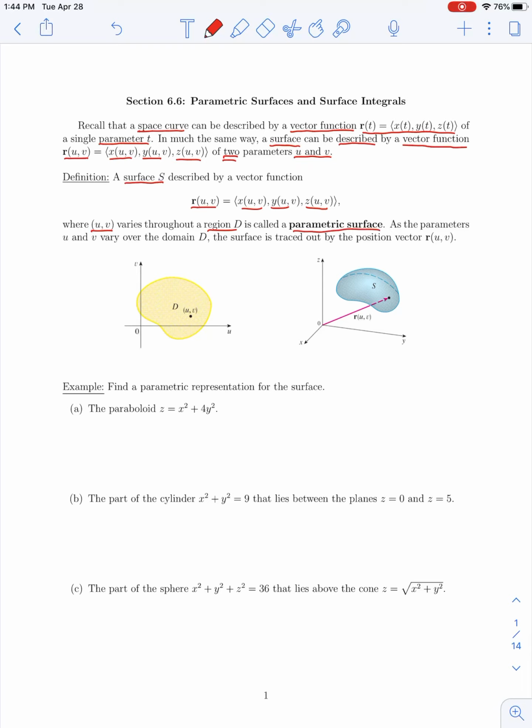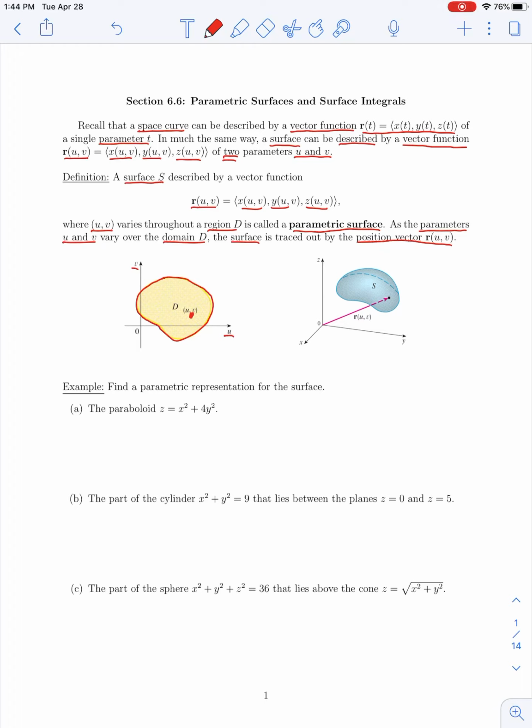So the way that we can think about this surface is in the following way. If we consider our parameters, u and v, varying over some domain in the plane, so let's say we have in the uv plane some domain D, and we choose some point, let's call it uv, that lies within that domain, we can think about our surface as being traced out by the position vector r of uv.